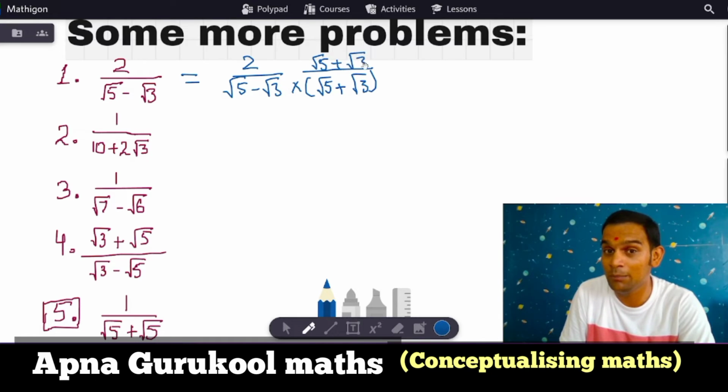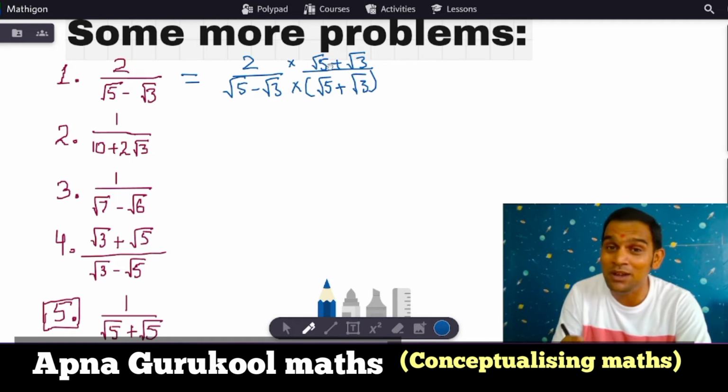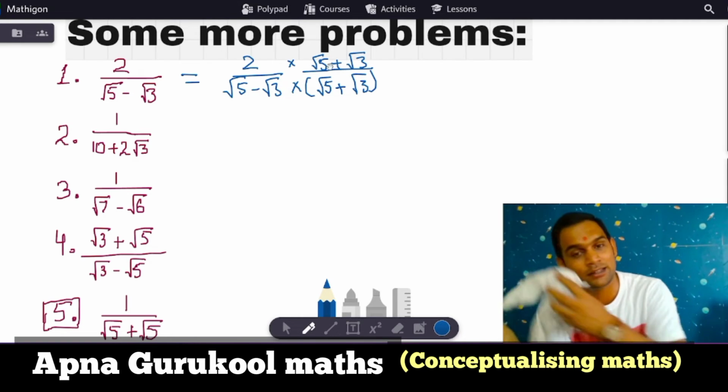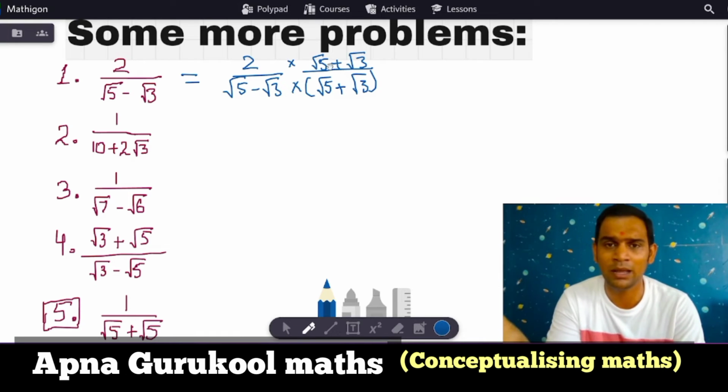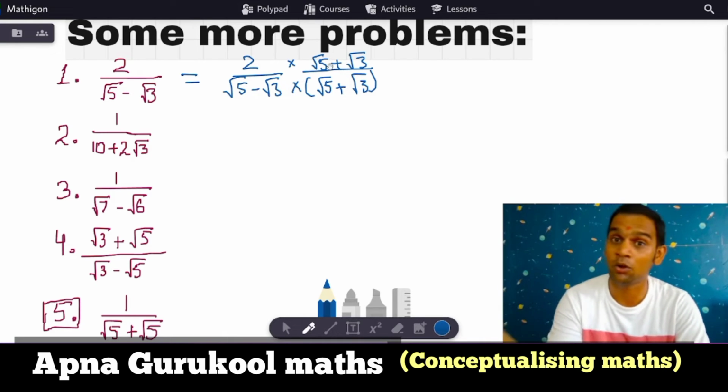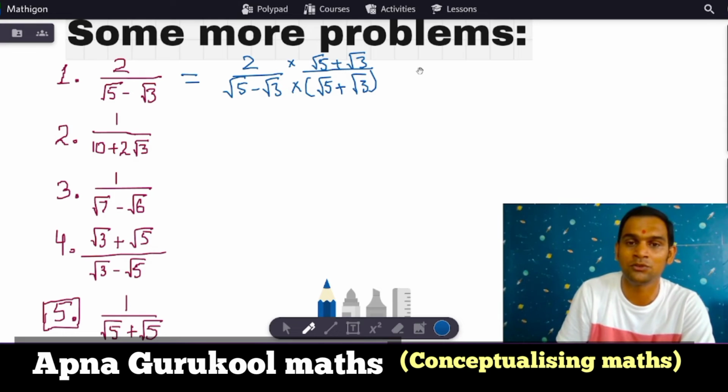My dear friends, always remember, whatever we are multiplying in the denominator, the same number must be multiplied in the numerator as well. You cannot multiply with different numbers according to your choice. That is the one thing we must remember.